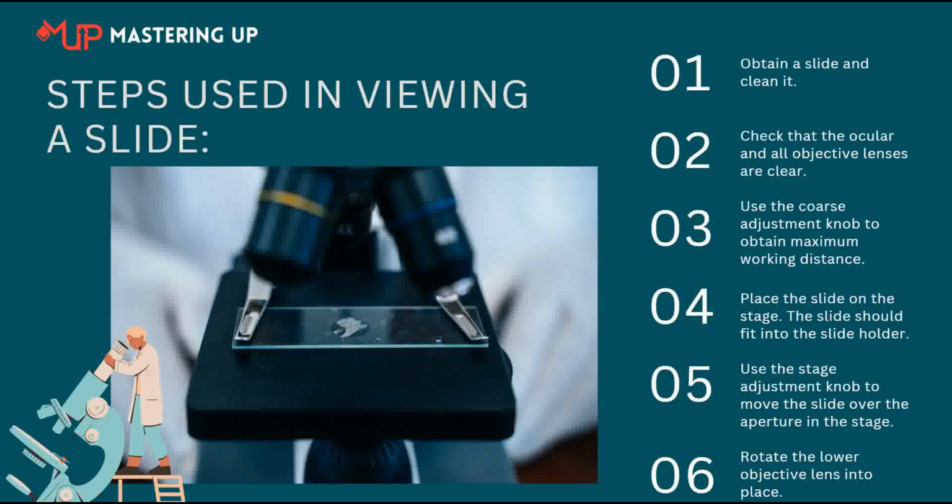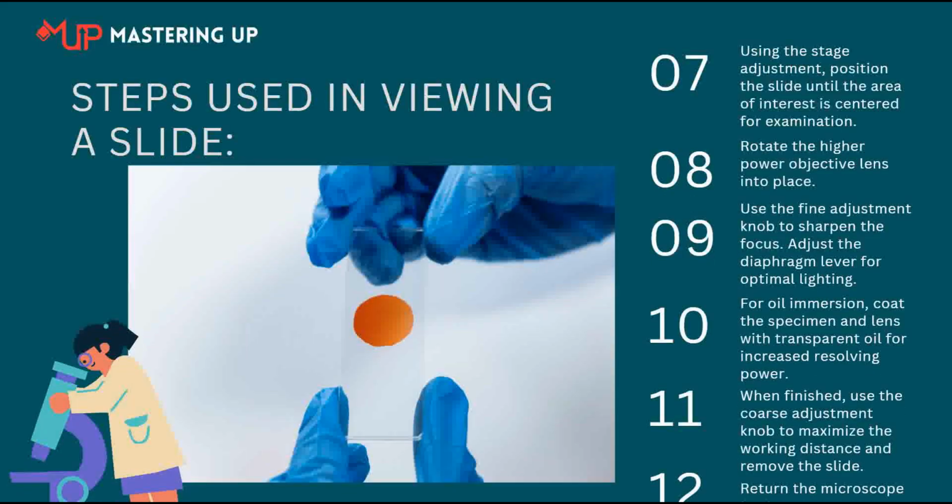Later, we can rotate the lower objective lens into place, and then by using the stage adjustment, we can position the slide until the area of interest is centered for examination. Later, we can rotate the higher power objective into place and observe the sample. Using the fine adjustment knob, we can sharpen the focus. And we can also adjust the diaphragm lever for optimal lighting.